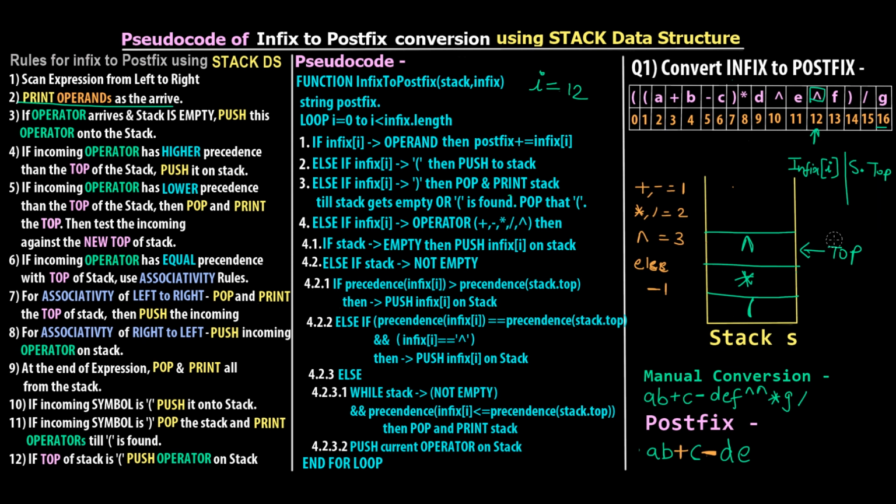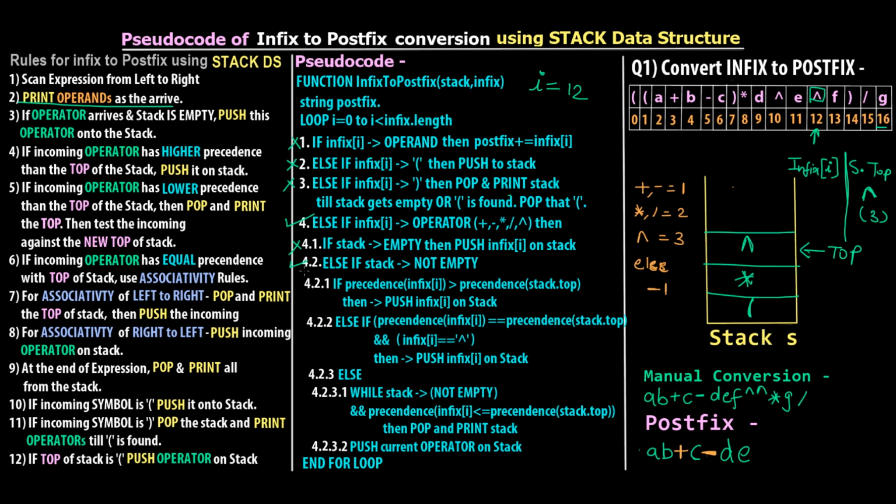Now let's see what happens, because this is a unique condition. We already have a top of the stack as a raise to operator which has the highest precedence of 3. And now let's see in the loop what happens. So in the for loop, obviously point number 1 will not be applicable. It is not an operand, it is an operator. Raise to is an operator. So this will also not be applicable. The character is not an opening bracket, the character is not a closing bracket. So step number 4 will be implemented, which is for operators. 4.1 will not be applicable because it says if stack empty, then push the infix of I onto the stack. But the stack is not empty, so 4.1 will not be executed.